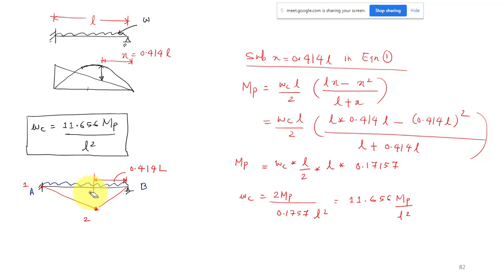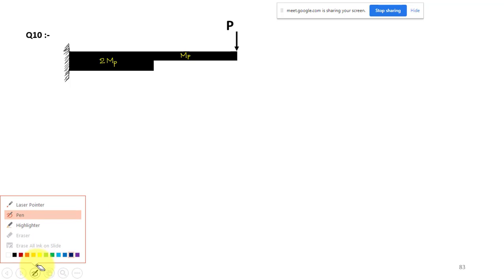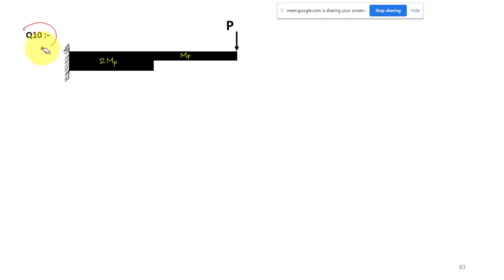Next we will take question number 10. It is a typical question, like a GATE examination; you can expect a question like this. Question number 10.